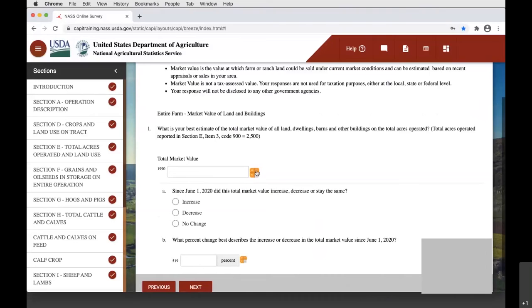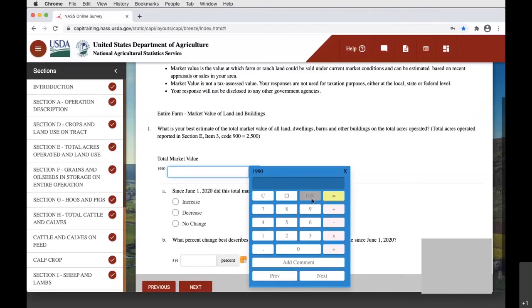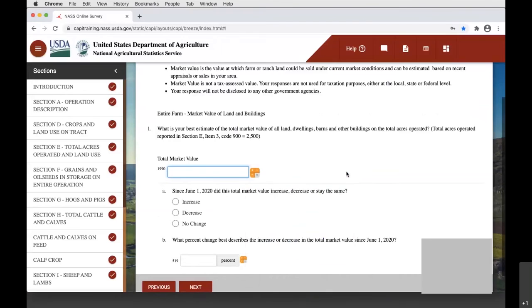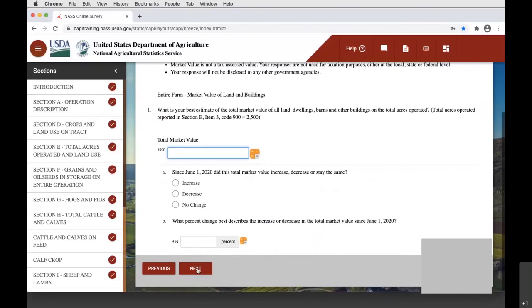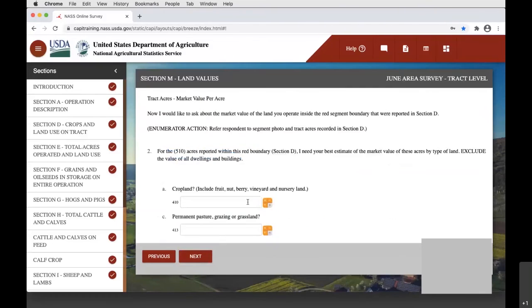Now you'll notice in the little calculator here that the DK is grayed out. So you're not going to be able to put a don't know in that cell. If the operator doesn't know the market value or refuses to provide that information, then you can just leave that blank. And then on the next page, they are asking for the value per acre for the cropland and the permanent pasture. We could put in some numbers here.